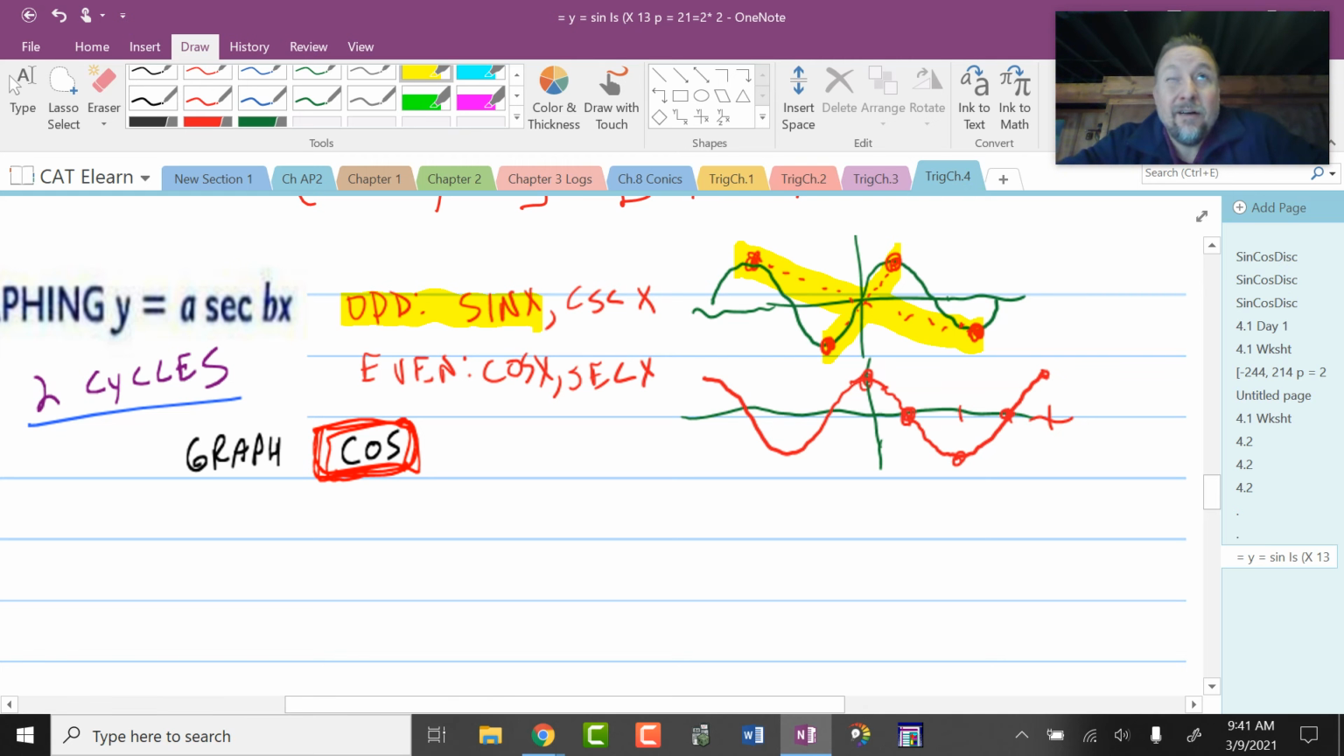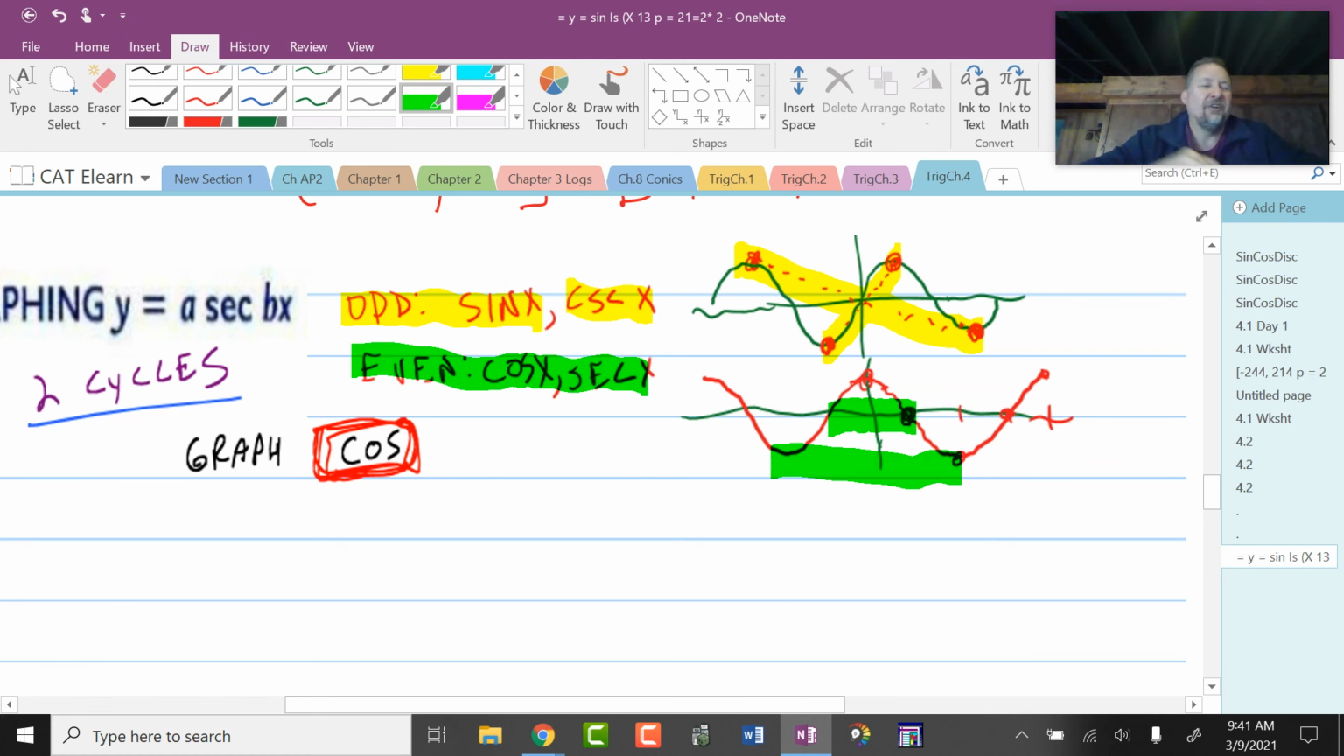Odd means symmetric with respect to the origin. Cosecant's related to sine, so cosecant's also odd. And then cosine, wait, that's over the x-axis. That means cosine's even. So is its brother or sister, secant. Okay? Good to know.